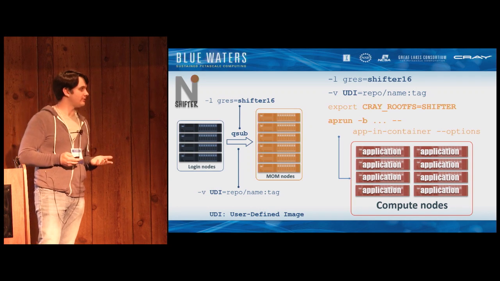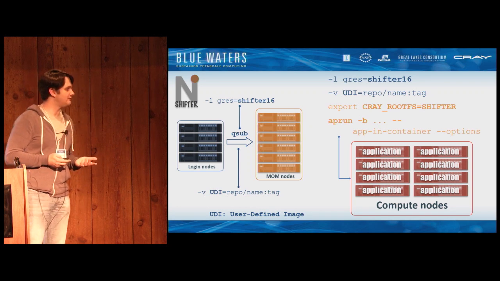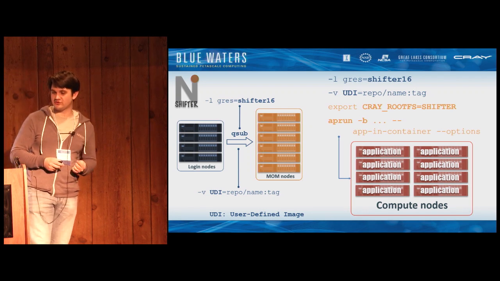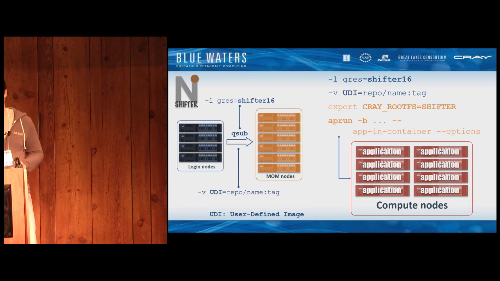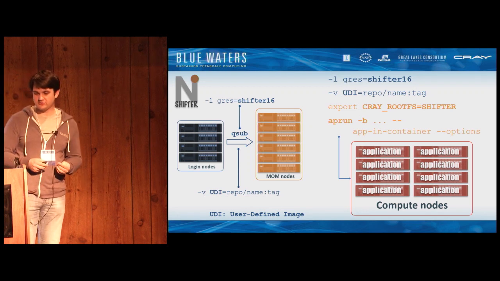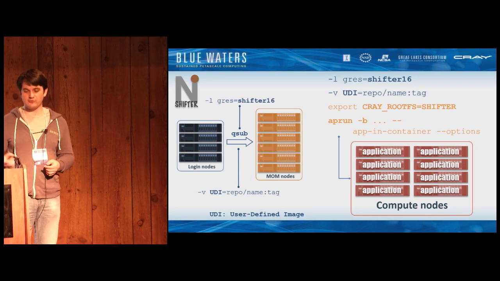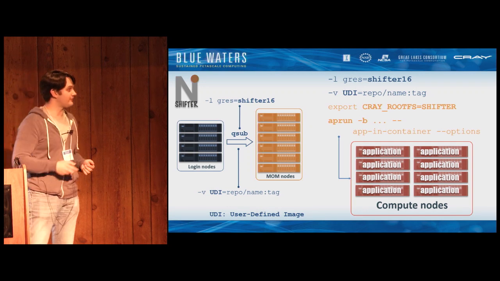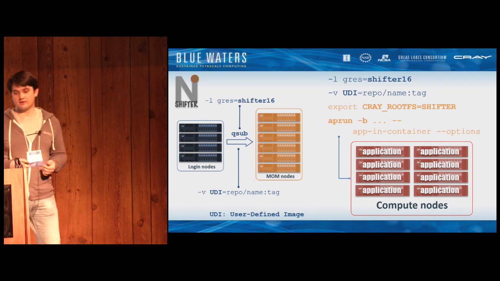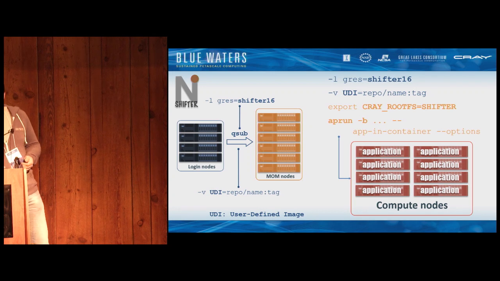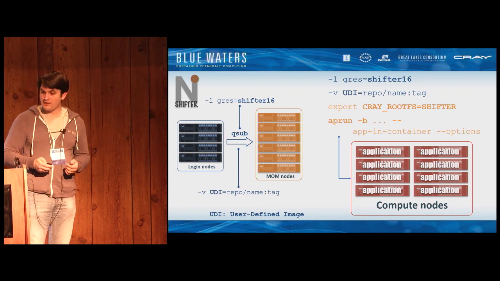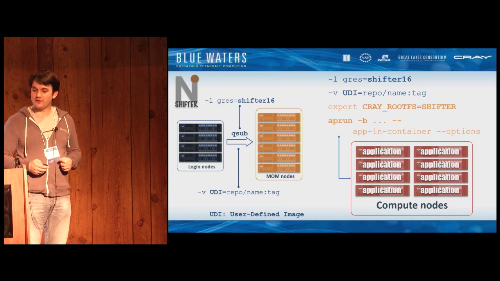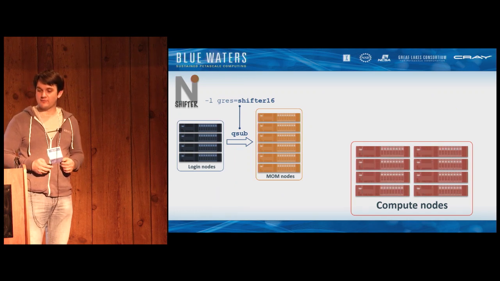So that's how we can submit a Shifter job. That's not really difficult. Essentially, -l grs equals Shifter 16, -lowercase v UDI equals and the name of the Docker image, and that's it. Well, with the addition of a cray rootfs variable equals Shifter. OK, that's one way to submit a Shifter job. Let's talk about the other one.